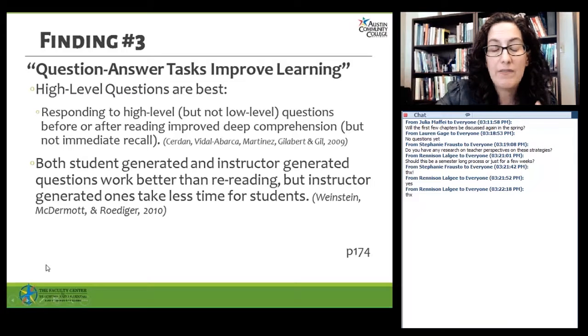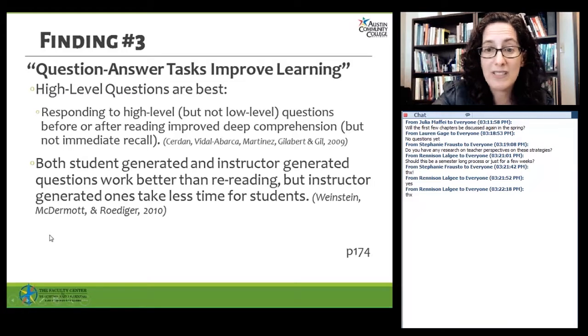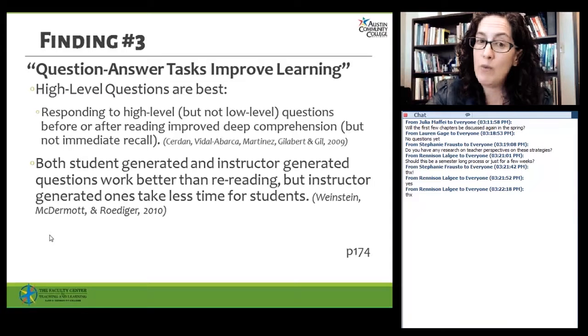And I found this second bit of research really interesting. It's really up to you what you want to do. It says that as long as students are responding to questions, it helps them.